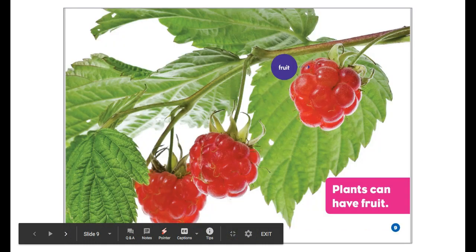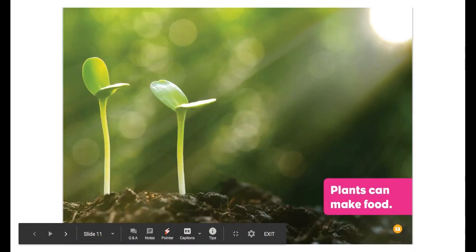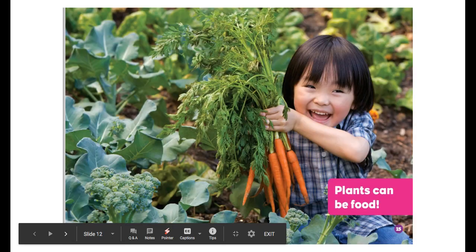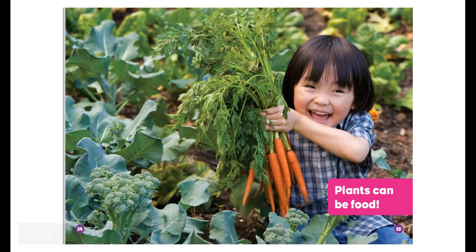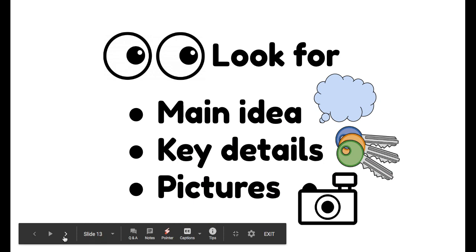Plants can have fruit. Yum, that looks delicious. Plants can have roots. Plants can make food. Oh, that's so interesting. They can make their own food. Plants can be food. Yum, I'm sure you guys have eaten this plant before. That's a carrot. Okay, so that was the end of our first book, and it was called I See Plants.